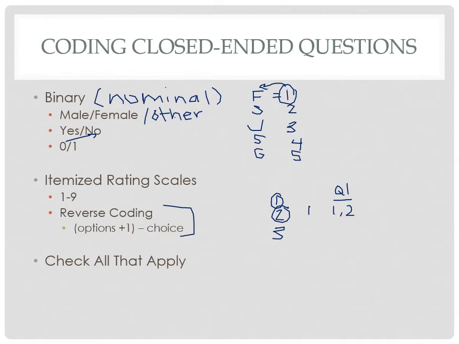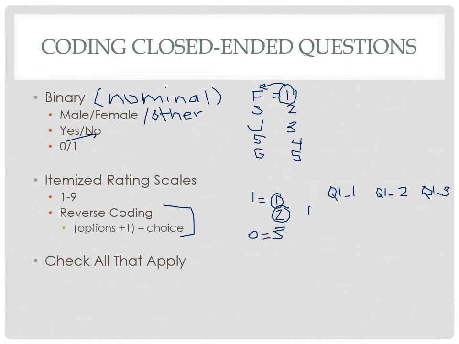So what happens when we have check all that apply questions is instead of having a single variable to represent people's answers, you have a variable for each possible answer. So we would have Q1_1, Q1_2, and Q1_3. And here, if they circle it, we're going to code that as a 1. And if they fail to circle it, we're going to code that as a 0.